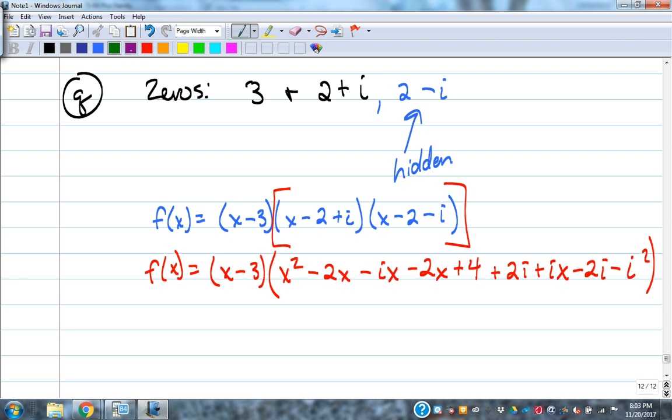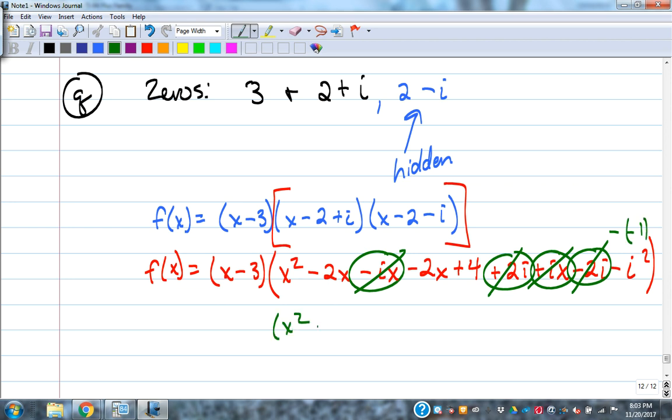So I got a negative ix, and I got a positive ix there. They cancel each other out. I got a positive 2i. I got a negative 2i. They cancel each other out. I squared, that's actually negative 1. So that's minus negative 1. Okay. So I end up with x squared minus 4x plus 5. Because minus negative 1 turns into plus 1. So 4 plus 1 is 5.